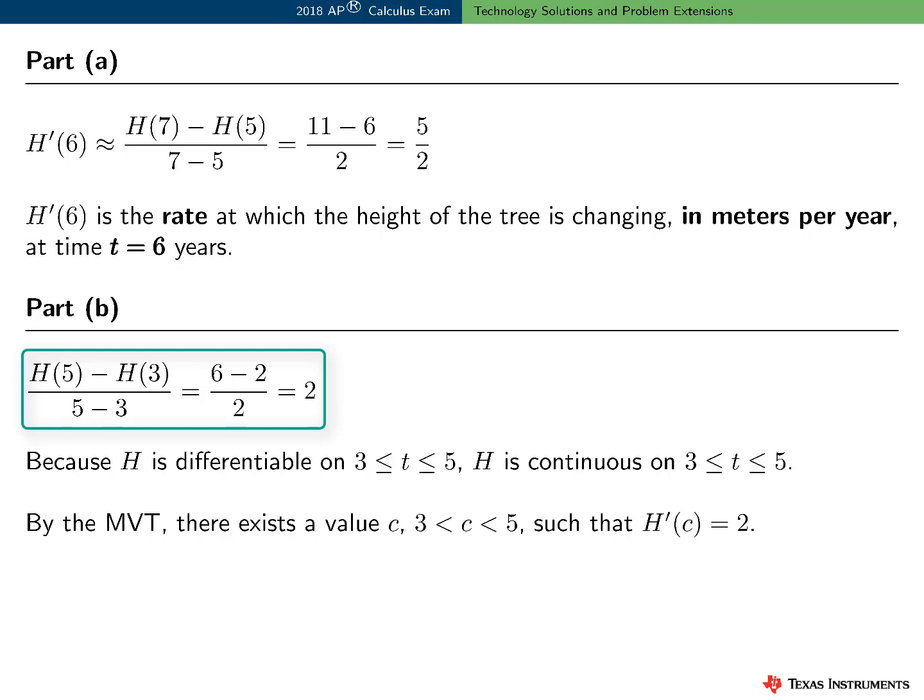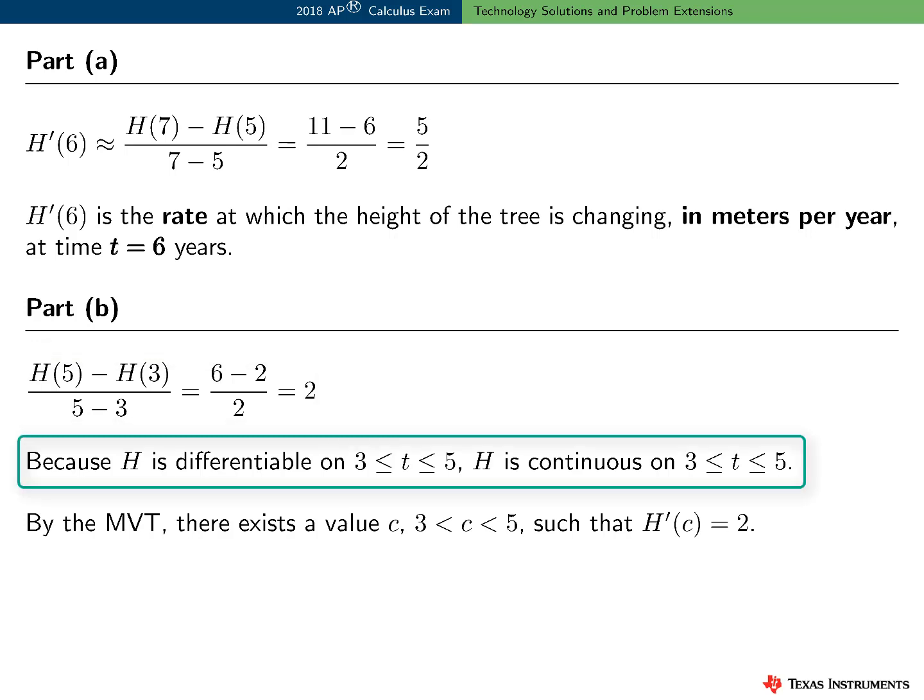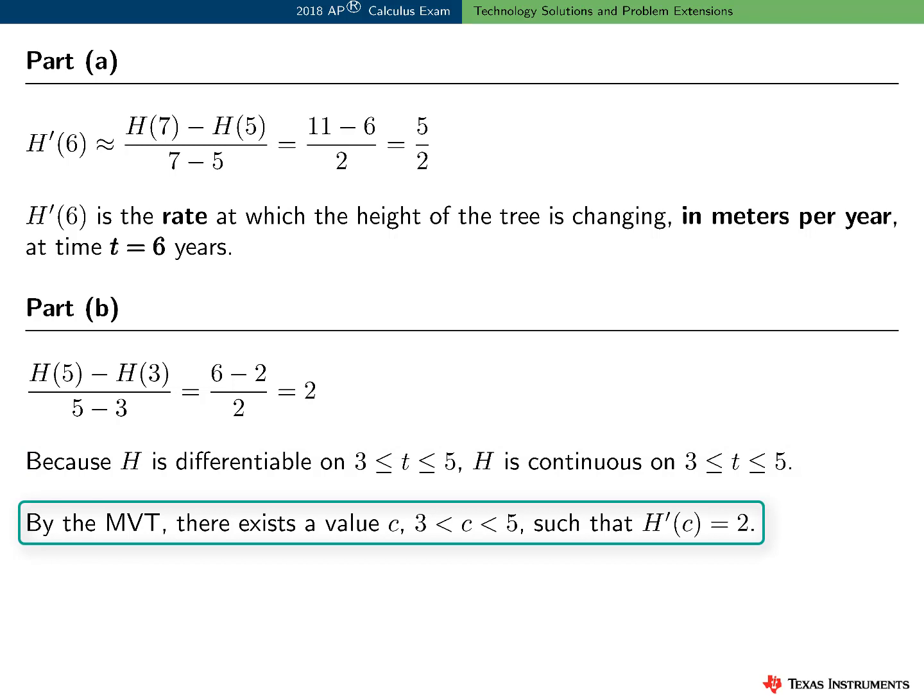In Part B, the student needs to use the table of values, search a little, use trial and error, to find an interval such that the difference quotient produces a secant line of slope 2. Using the interval 3 to 5, we have h of 5 minus h of 3 divided by 5 minus 3 is equal to 2. Now, to justify the conclusion using the mean value theorem, we need to make sure that the assumptions are true. Since we're given that h is differentiable, we know that h is also continuous. And therefore, by the mean value theorem, there must exist a value of c in the interval 3 to 5, so that h prime of c is equal to 2.